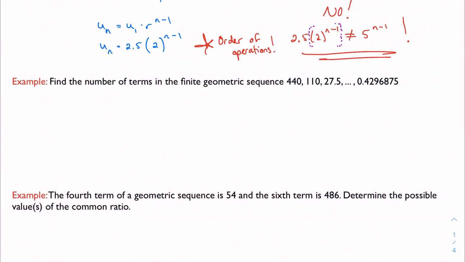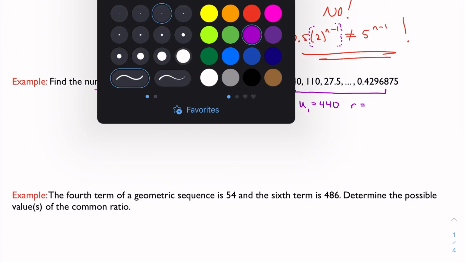If we want to find the number of terms, as in past problems that we've done with arithmetic sequences, we want to know n. The number of terms is n, right? That's what it's always meant. So I want to find n terms, and I can figure out a couple of things from this. I know my first term is 440, and I know my common ratio is what it looks like to get from term to term.